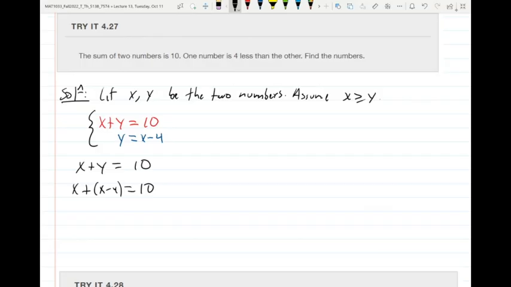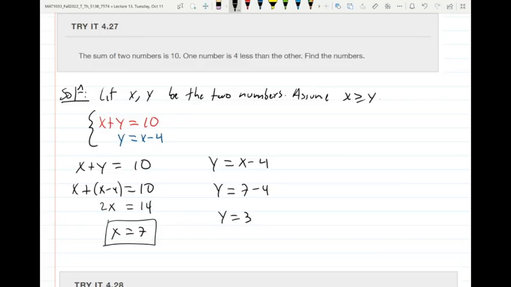And then finish solving. So we get 2x equals 14. Just add 4 to the other side. So x is 7. So the big number is 7, as your classmate was pointing out, right? And once you know the big number, then you can plug into your favorite equation to find the other one. Let's plug in number 2 because we get that directly. So then y, which is x minus 4, is 7 minus 4, which is 3.